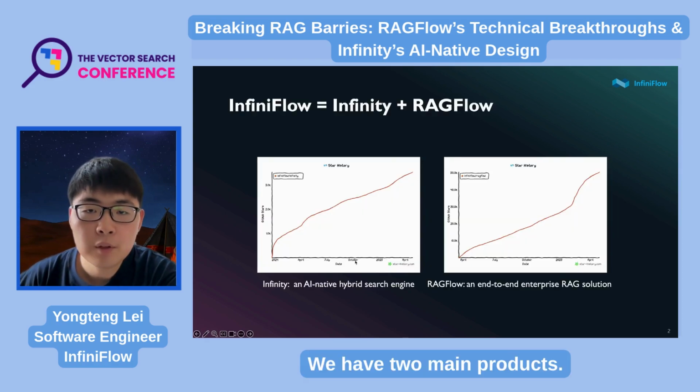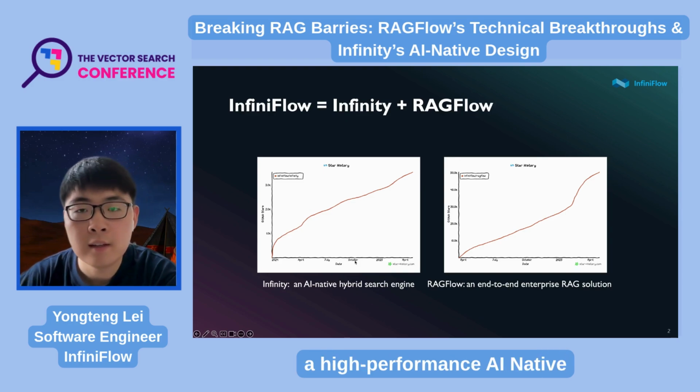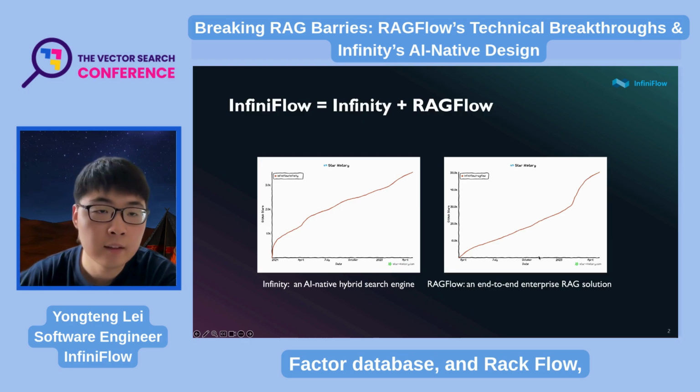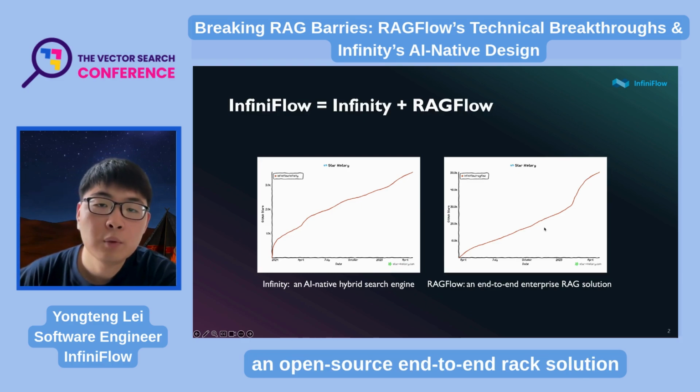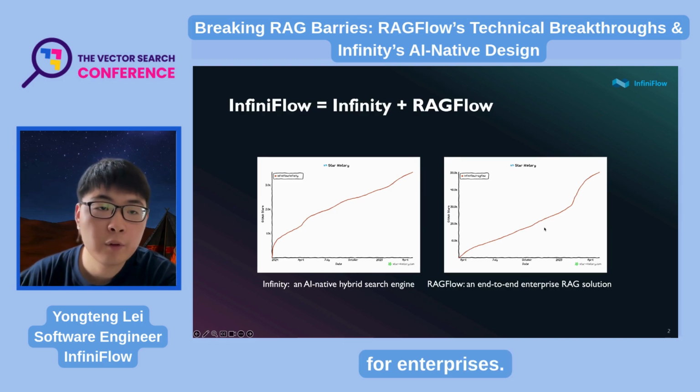We have two main products. One of them is Infinity, a high-performance AI native vector database, and the RAGFlow, an open-source end-to-end RAG solution for enterprises.